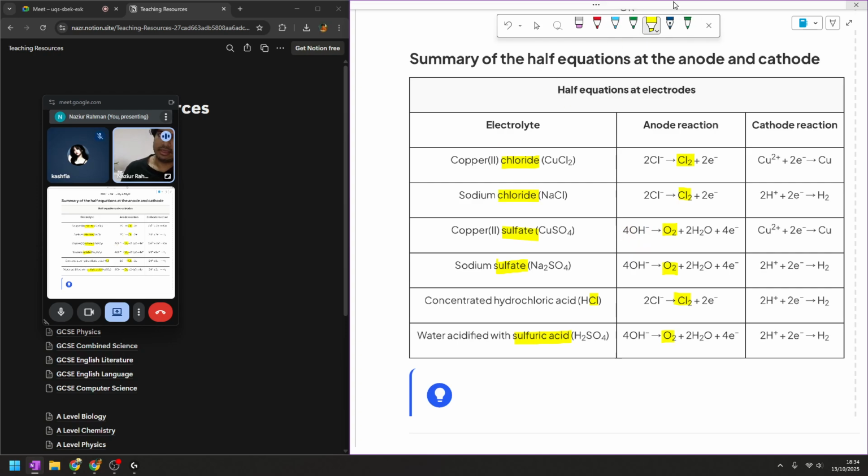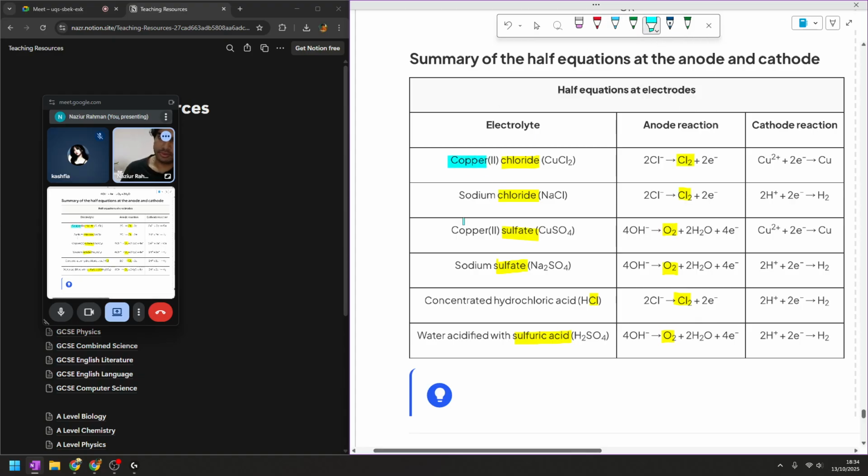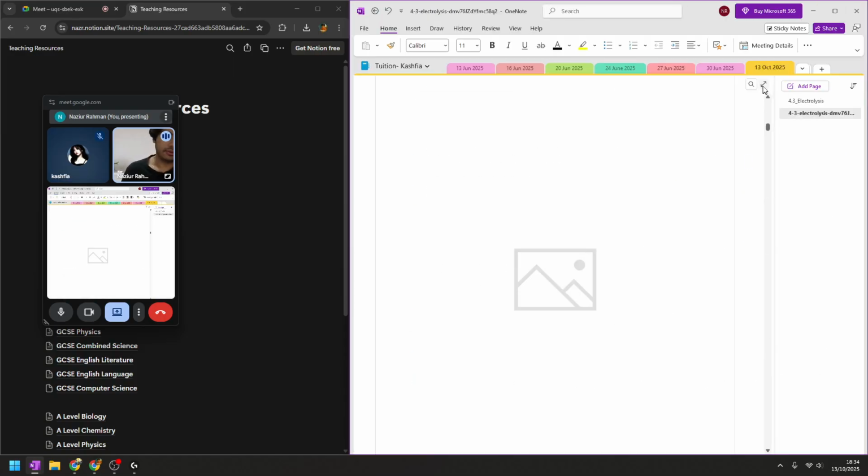On the other side, anytime you have copper, the copper is what's going to get produced. If you don't have copper, you make hydrogen. Doesn't matter what, you can have sodium, you can have lithium, doesn't matter. You make hydrogen instead. So you have to understand why that happens. Okay, so let's do questions.